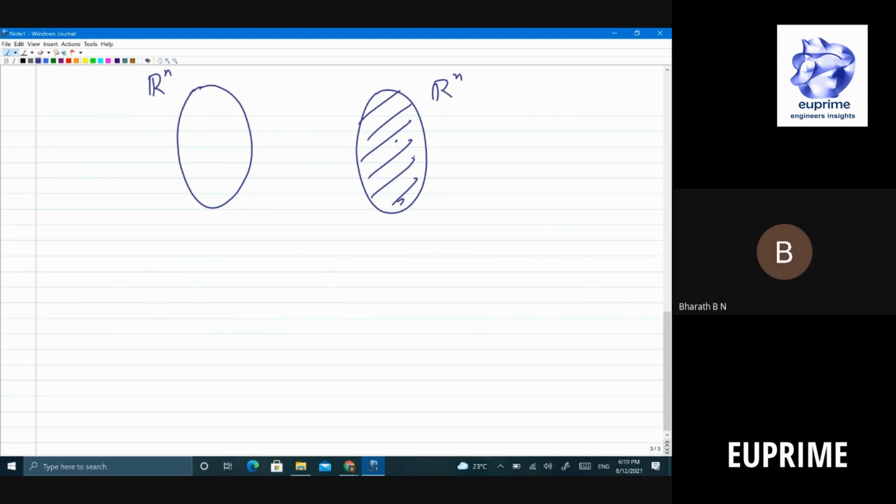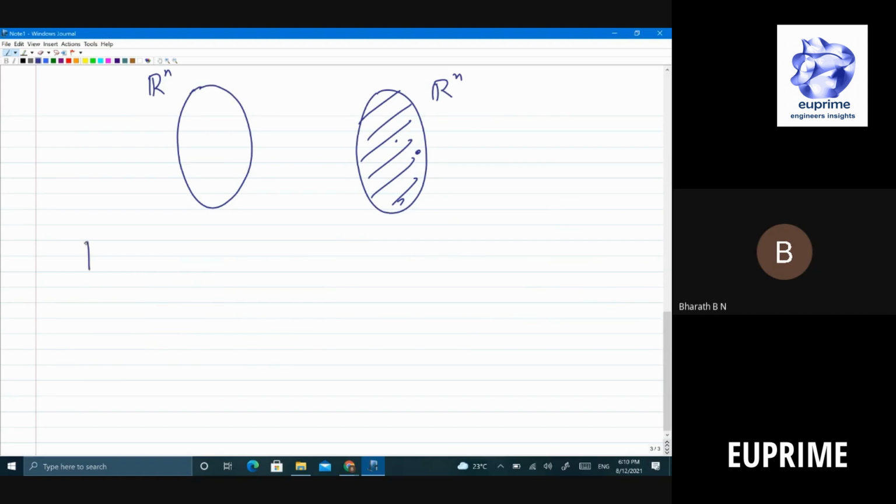You take any point in the range, right? Any vector. There should be a vector here that gets mapped to this vector, right? I'm not saying it should be unique, but there should be at least one vector that gets mapped to this vector, right? So let's write that formally.